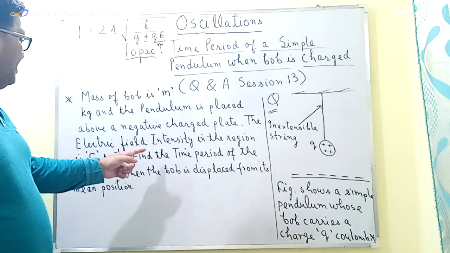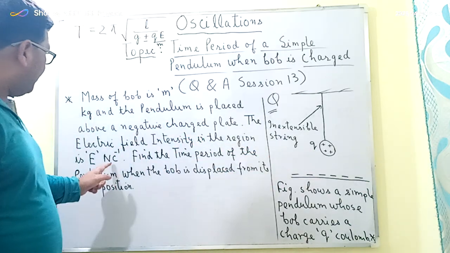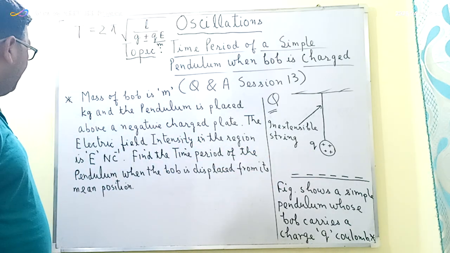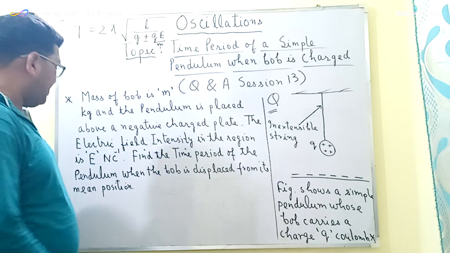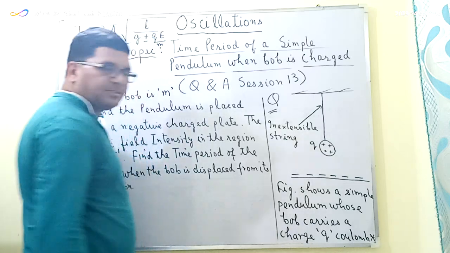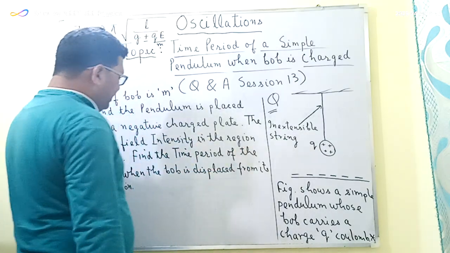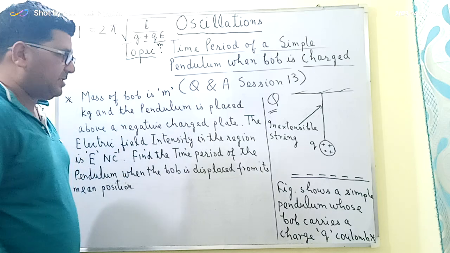Now the electrical field intensity in this region is E Newton per coulomb. So we have to find the time period of the pendulum when the bob is displaced from its mean position. So this is its mean position. When I am displacing this bob from its mean position, in that case we have to find the time period of oscillation.